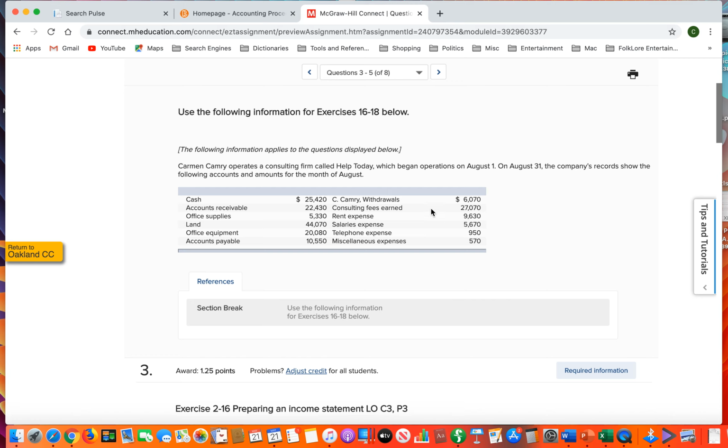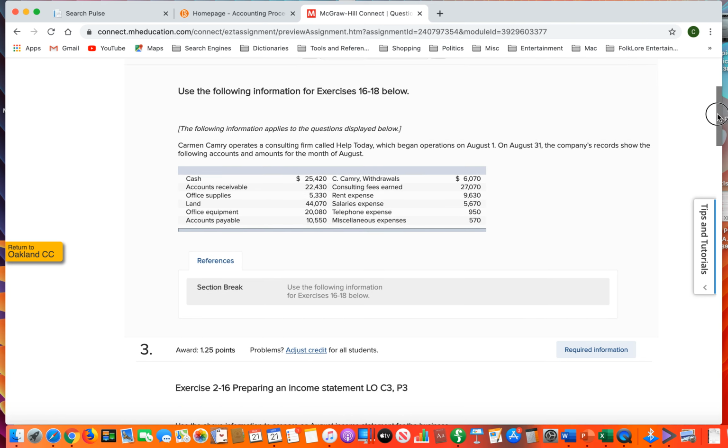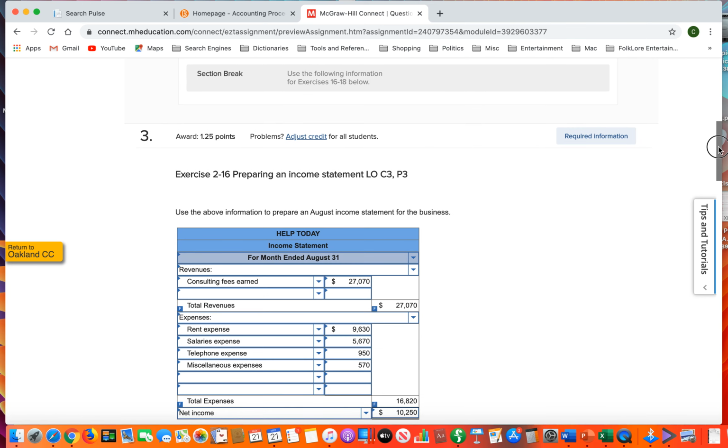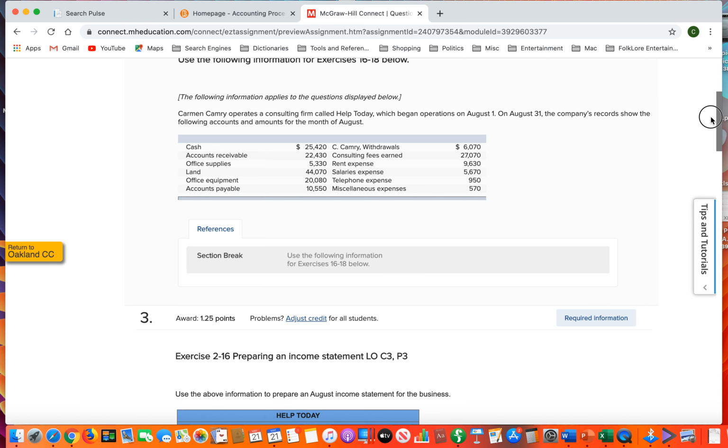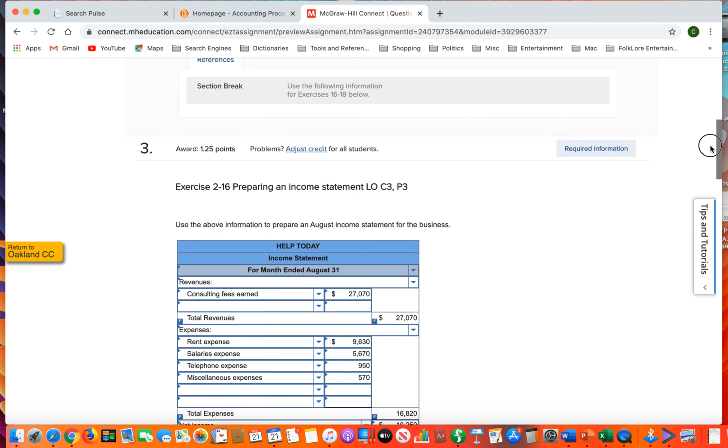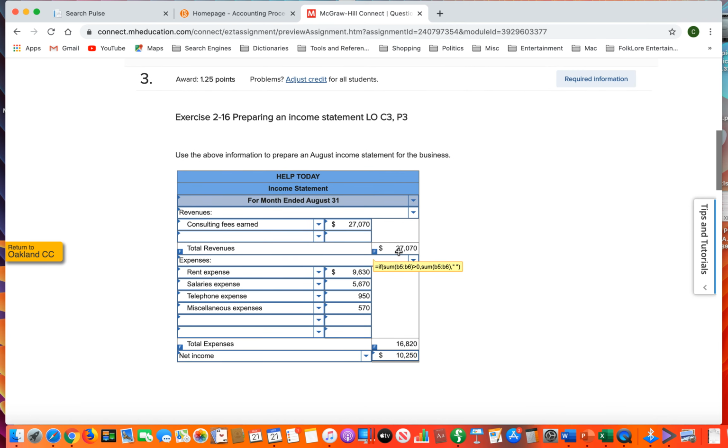Now, here they're in the proper order right now, but I may not put them in the order, just so that you will have to know what belongs on the income statement and what belongs in the balance sheet. So, as you can see, consulting fees earned, all these numbers came from the above, except the totals. Okay?